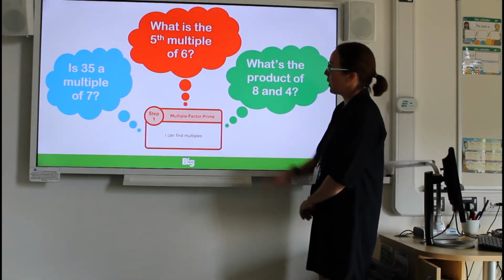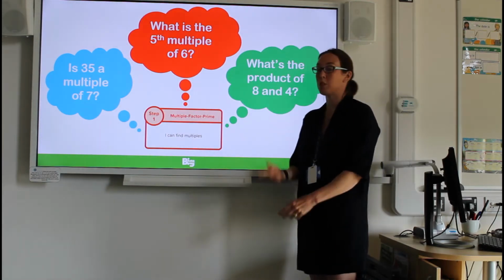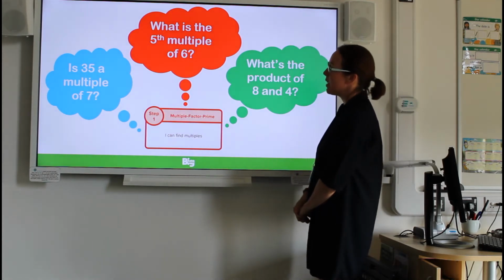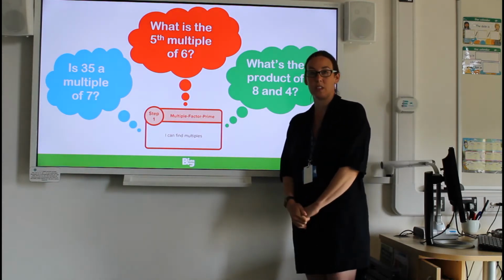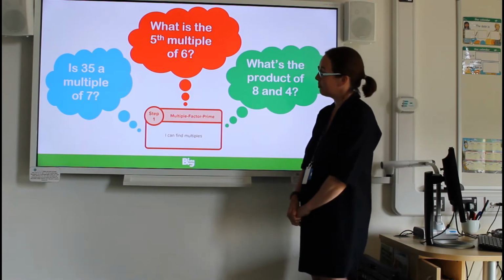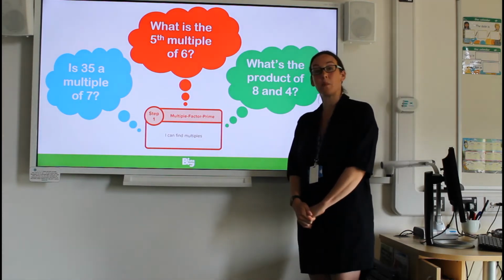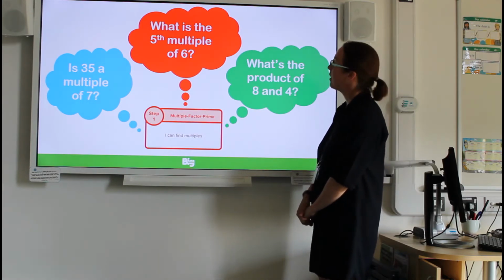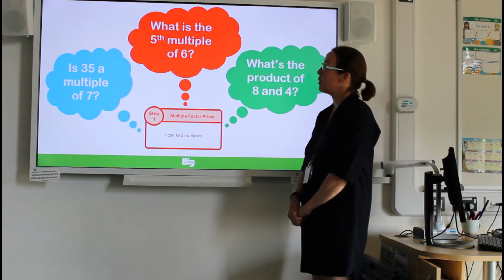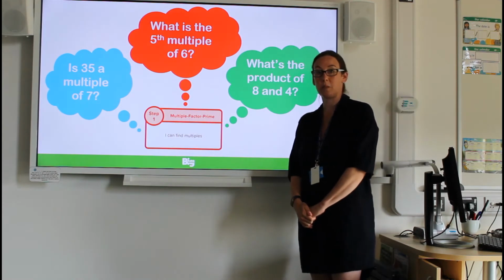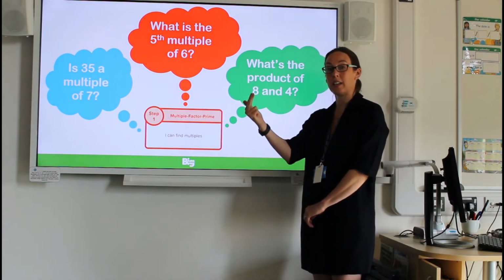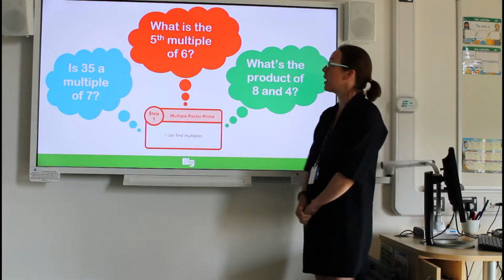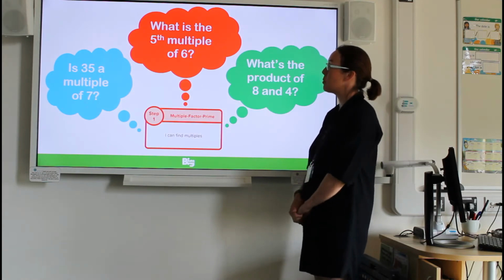So, very quickly, 3 questions in 3 bubbles that utilise those words. Is 35 a multiple of 7? Yes it is, because 7 multiplied by 5 is 35. What is the 5th multiple of 6? Well, let's do our 6 times tables. 6, 12, 18, 24, 30. So, what is the 5th multiple of 6?